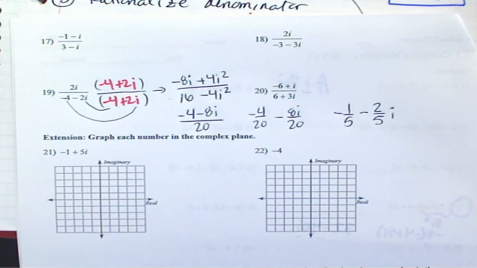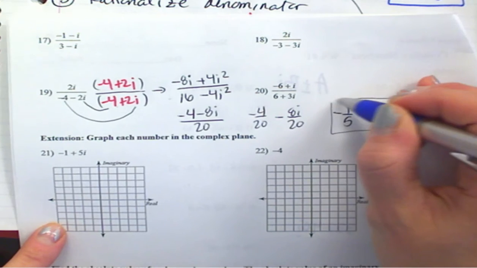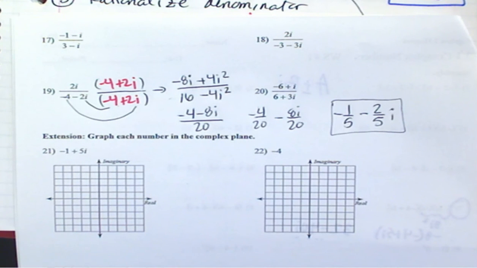You could have reduced the 2 first. I just happened to do it last here. But you should always give me completely simplified answers. Like 4/6 is not the correct answer. It's 2/3, right? You should always reduce.